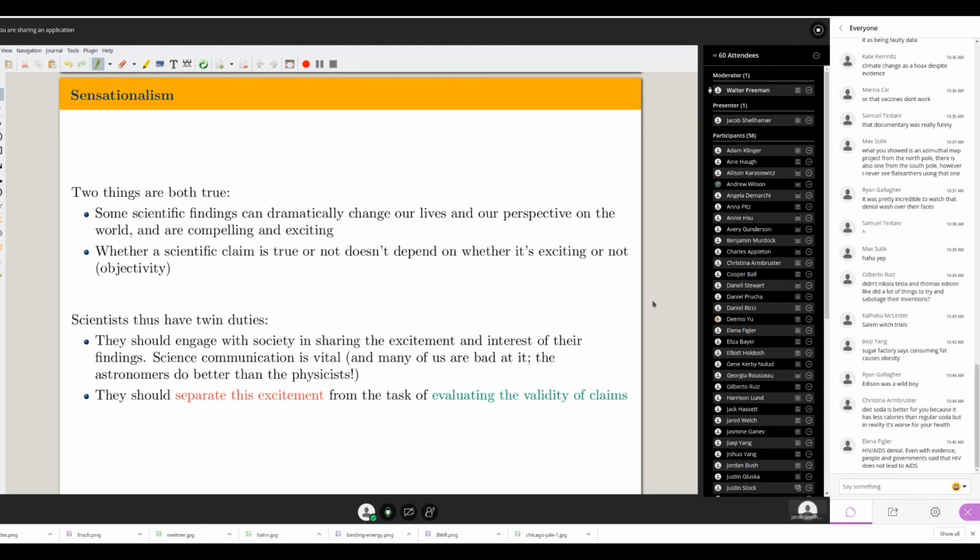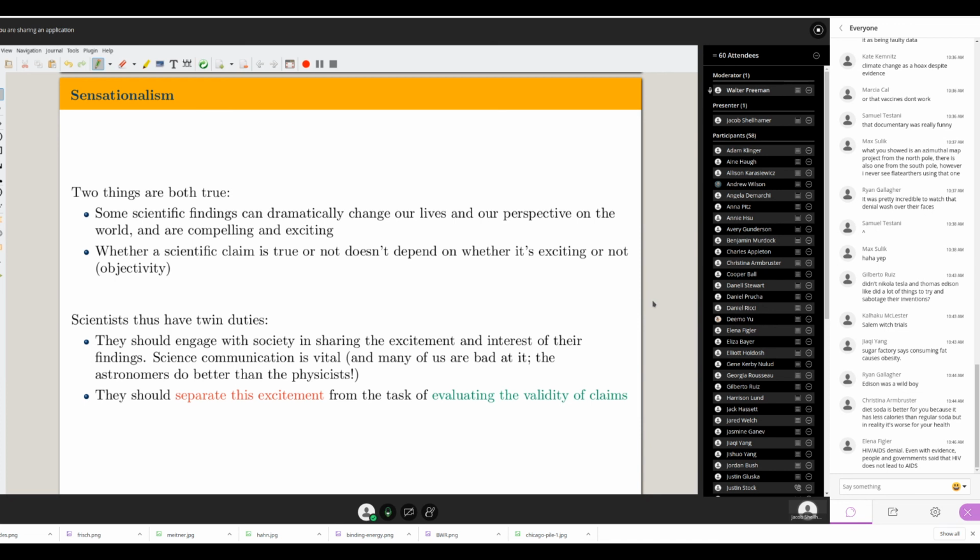But whether something is true is not connected to whether it's exciting. There are a lot of very exciting things like the potential of drinking silver curing COVID-19, which is not true. And that excitement has nothing to do with its validity. So scientists kind of have two duties that go hand in hand.